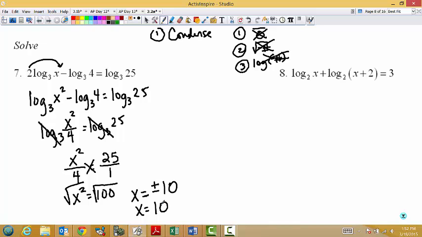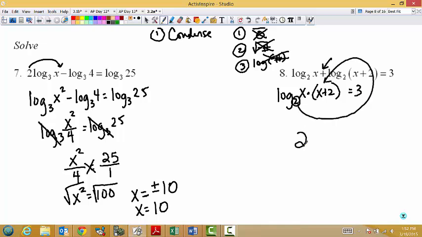Number 8, I'm going to condense it. What does plus go with? Plus goes with multiplication. Then I don't have logs on both sides, so I can't cancel them out. So what I have to do is, whoops, 2 to the 3rd equals x squared plus 2x. How did I get that? I distributed my x right here.